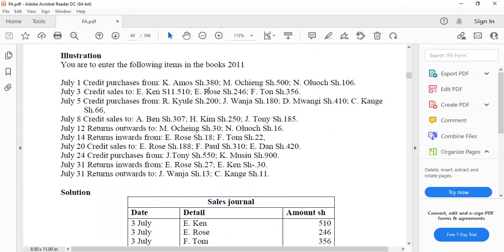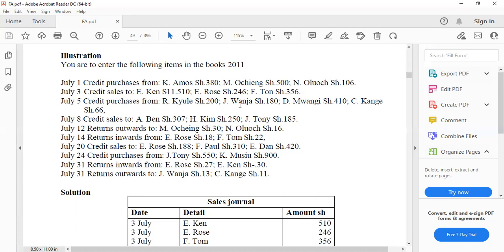Credit sales will go to sales journal. Credit purchases will go to purchases journal. Credit sales will go to sales journal. Return outwards will go to return outwards journal. Return inwards will go to return inwards journal. Credit sales will go to sales journal. Credit purchase is the same.